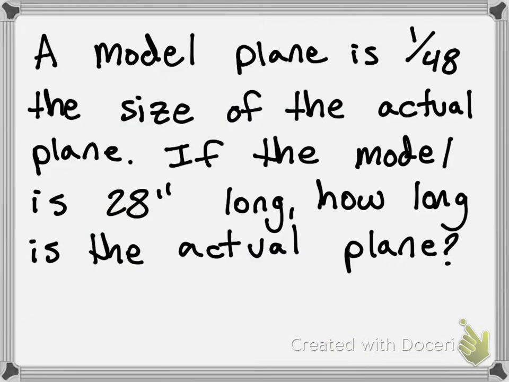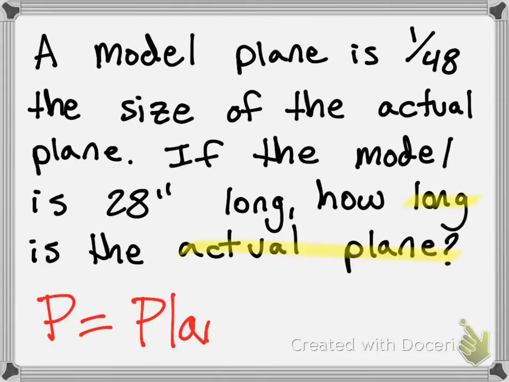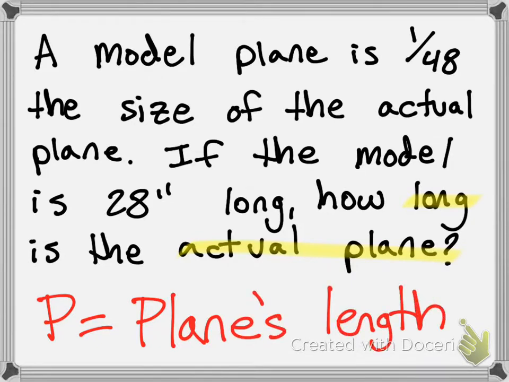A model plane is 1/48th the size of the actual plane. If the model plane is 28 inches long, how long is the actual plane? I think we should be good at this so far. Nathan, what is the variable we're looking for? Which means P is for what? Exactly, the length of the actual plane. So P is the plane's length, the actual plane, not the model plane. Now you make your equation.